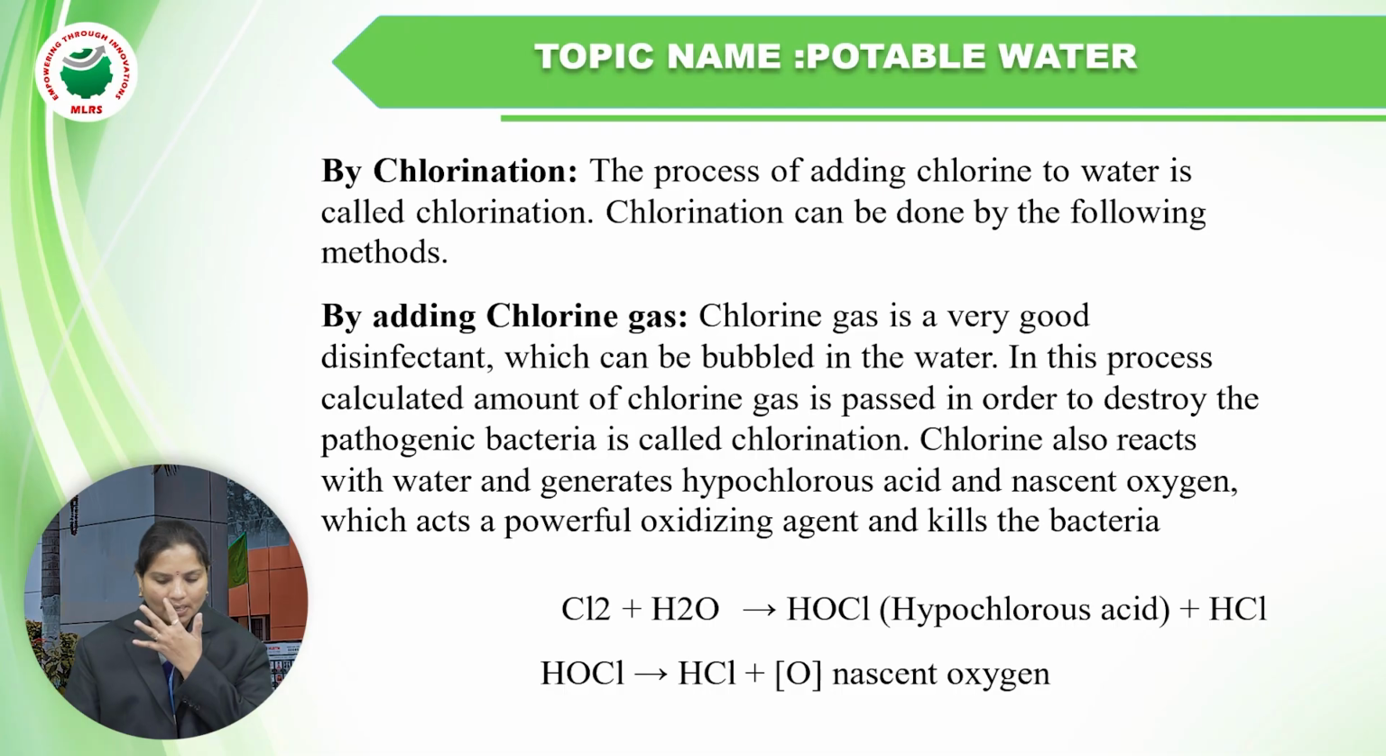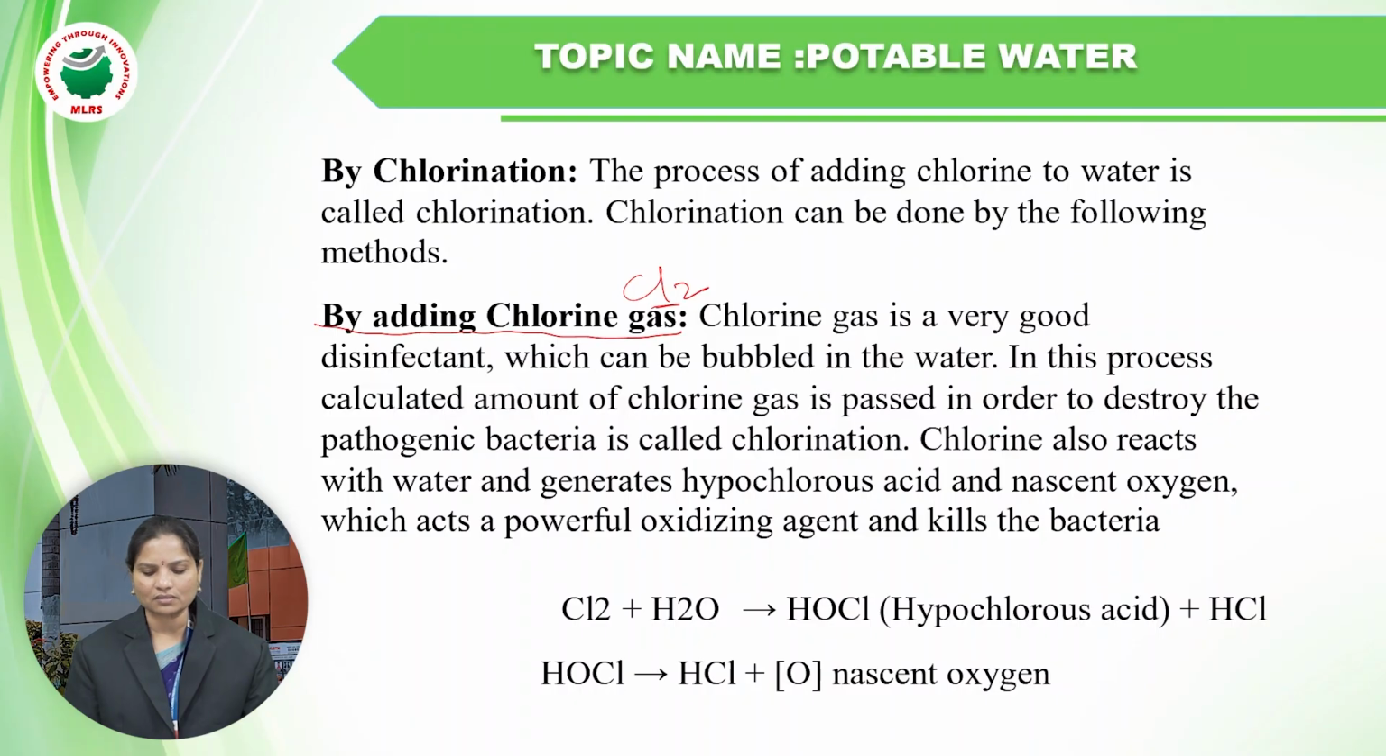Then after that, the chlorination process. In this process, adding chlorine to the water to kill the bacteria from the water is called the chlorination process. Here, there are chlorinating agents like chlorine gas, Cl2 gas, chloramine and bleaching powder. These are all chlorinating agents. First, by addition of chlorine gas, Cl2 gas: this chlorine gas is a very good disinfecting agent which is absorbed by water and can be bubbled in this water.